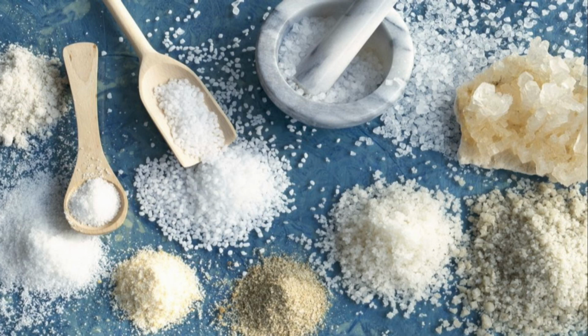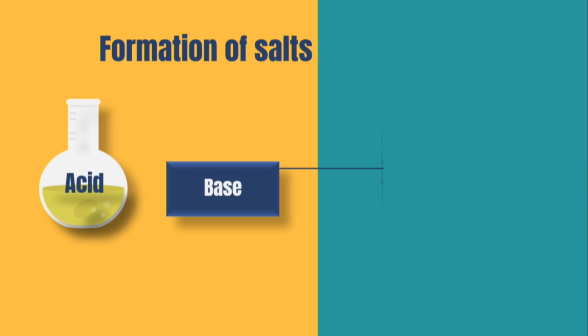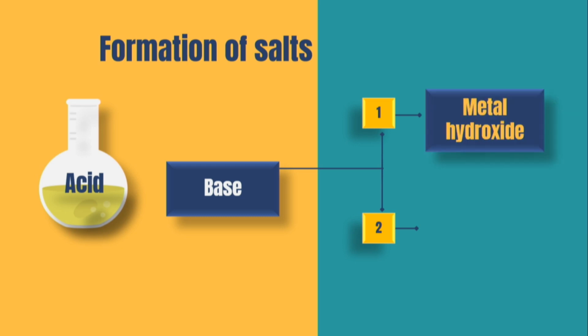Different types of salts can be found in nature. Often, the salt sodium chloride is obtained by evaporation of seawater. However, salts can also be prepared in the laboratory by using acids. As mentioned earlier, salts can be formed from acids and bases. A base can either be a metal hydroxide or a metal oxide.